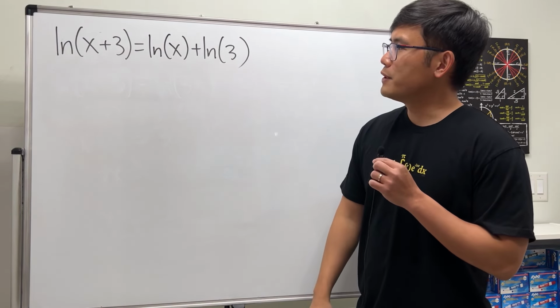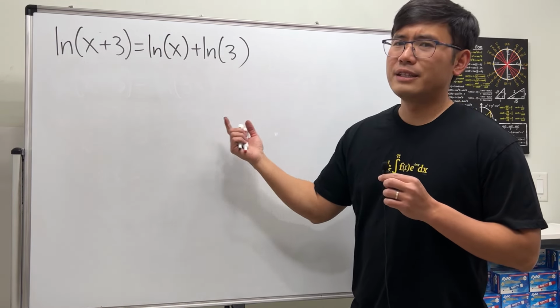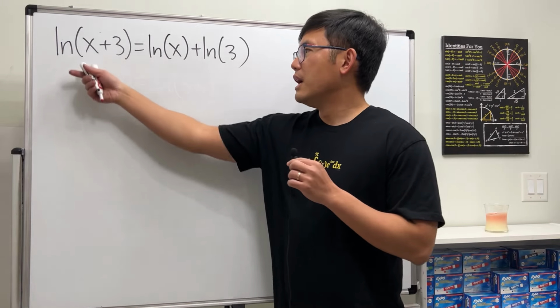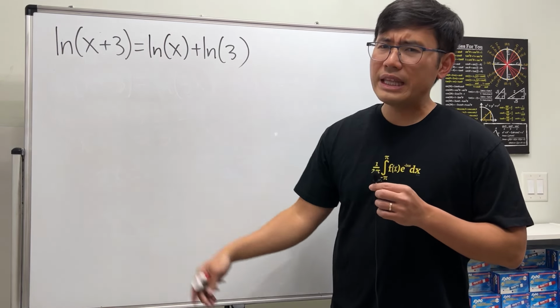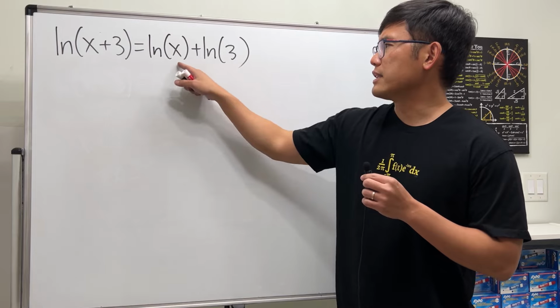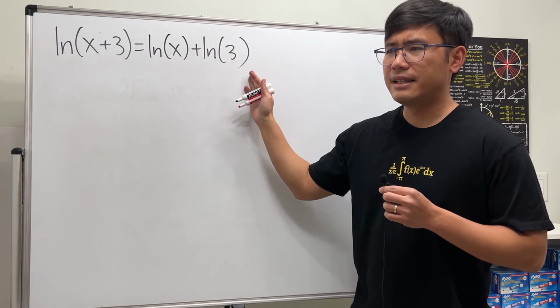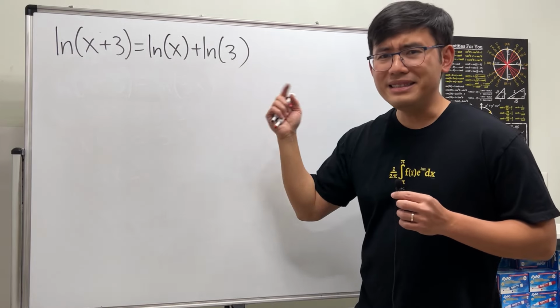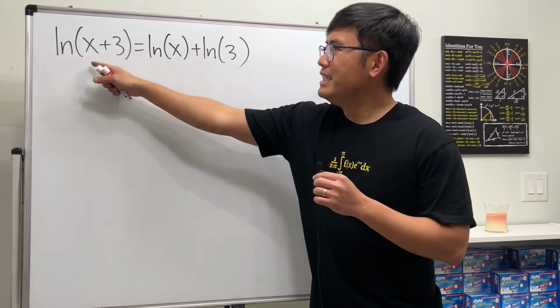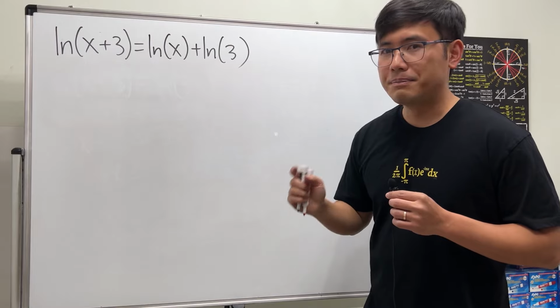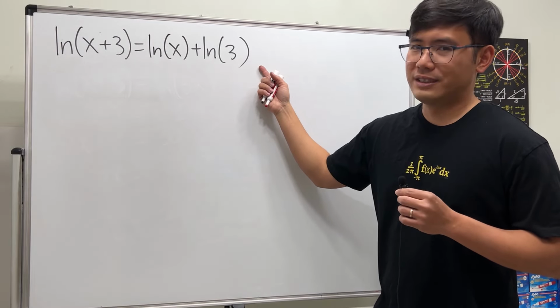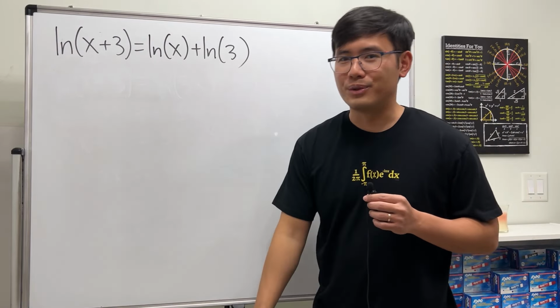Okay, when we first take a look at this, you might think that this right here doesn't make sense because ln of x plus 3, we cannot break this apart and say that's ln x plus ln 3. This is not an identity. However, this right here is an equation, meaning that this is not true for all x, but it is true for some x values, and that's exactly what we're trying to do.